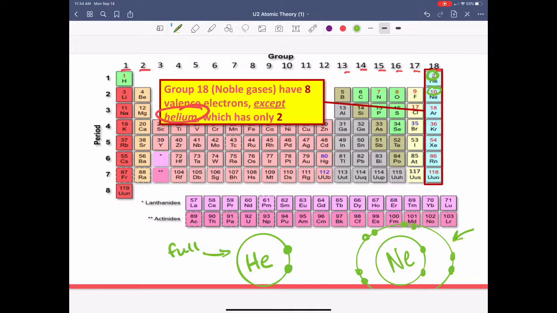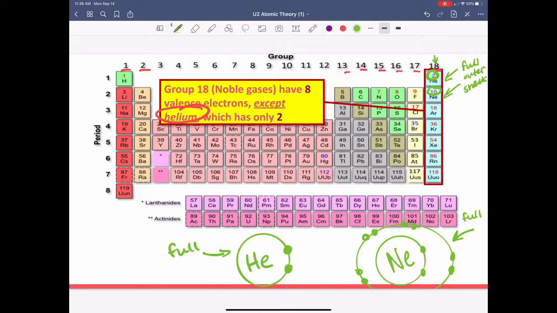Look at my outer shell. Can I fit any more there? No, my outer shell is full. So what do these have in common? Helium and neon both have full outer shells. All right, and because their outer shells are full, they can't hold any more electrons. So that is what group 18 has in common. All of group 18 has a full outer shell.